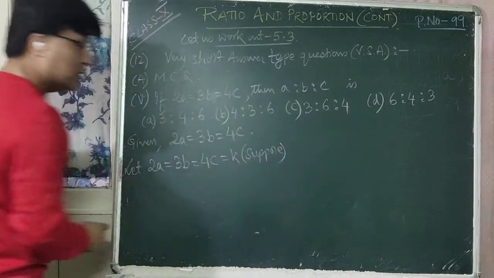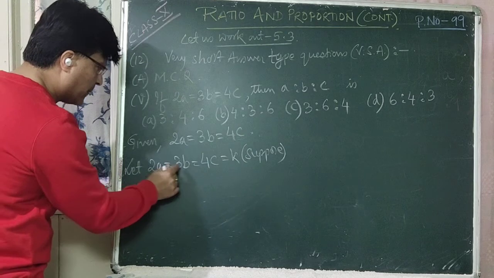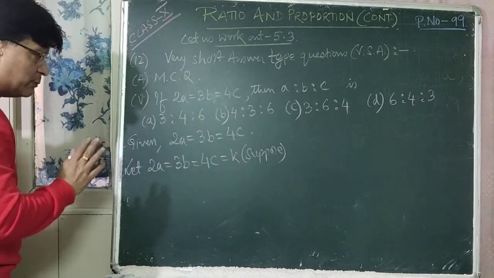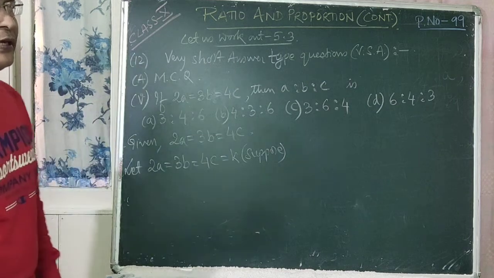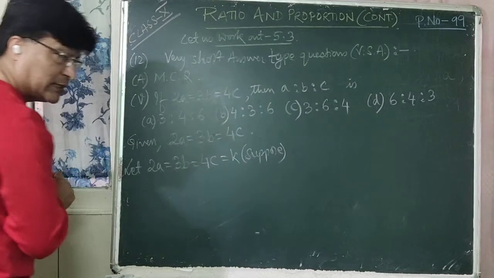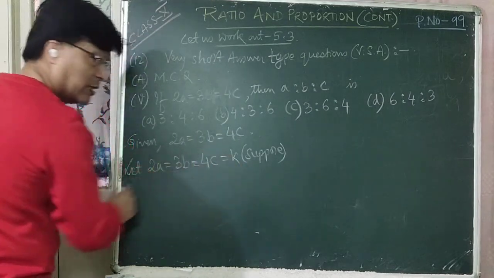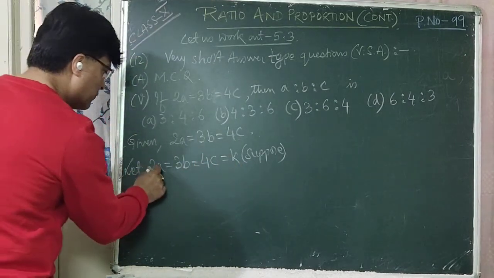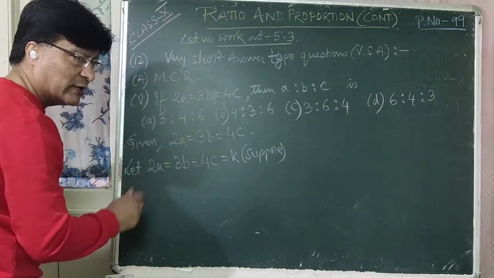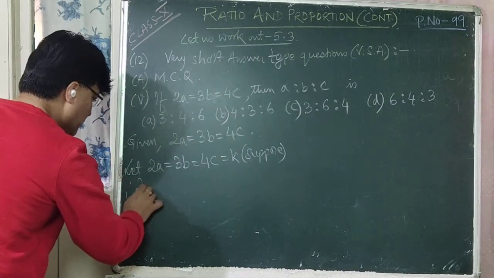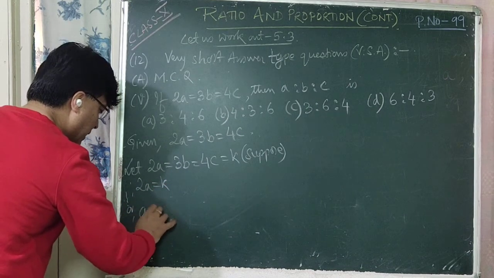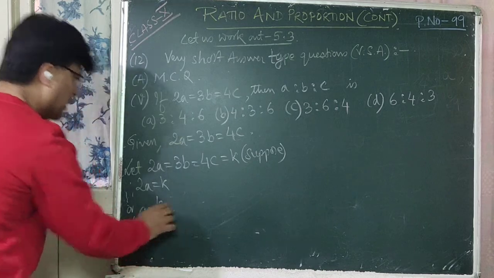In this case, first is equal to second is equal to third is equal to last. That means you can get the values of a, b and c by equating first with last. If you equate first with last, you get 2a is equal to k, so a is equal to k by 2.